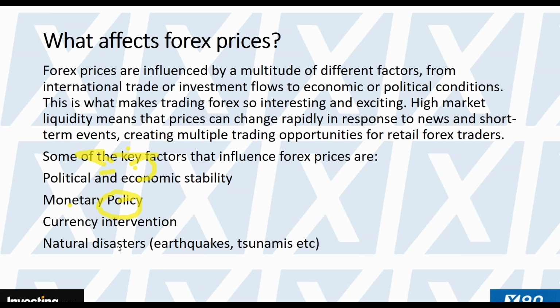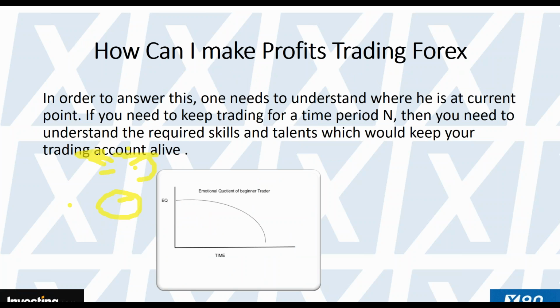Okay, now there's many things that affect the Forex market. There's political and economic stability, monetary policy, currency intervention, natural disasters, speeches and headlines. And this is when lots of people say it's gambling. It isn't gambling. Because when you sit at a poker table, there is nothing that's affecting those cards except randomness. Okay. There isn't an economics report coming out. There isn't a jobs number coming out. There isn't a speech by a central banker.